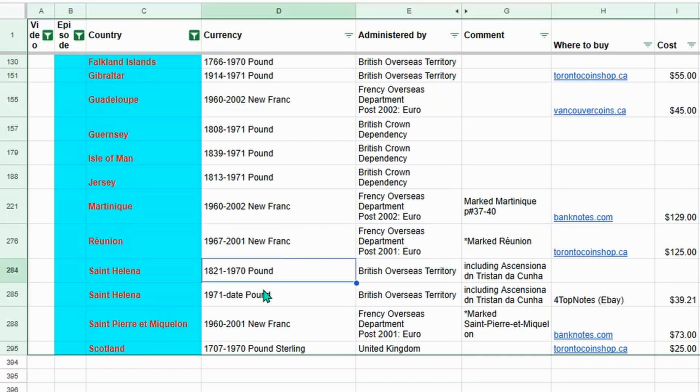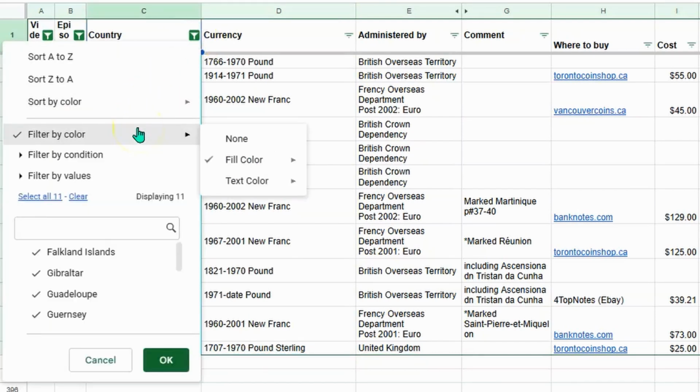St. Helena, I mentioned before. These are a group of islands including Ascension and Tristan da Cunha. For St. Helena, I'm missing not only the pound sterling, but also the decimalized pound that was issued after 1971. Saint Pierre et Miquelon, an island right next to Newfoundland, again used the new franc. And again, Scotland, as I mentioned before, the pound sterling era of the Scottish pound.